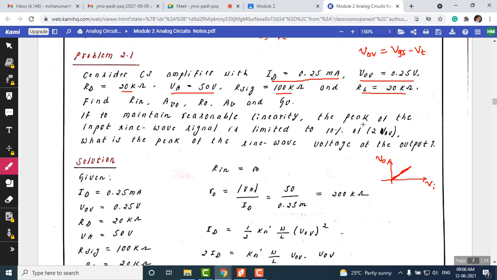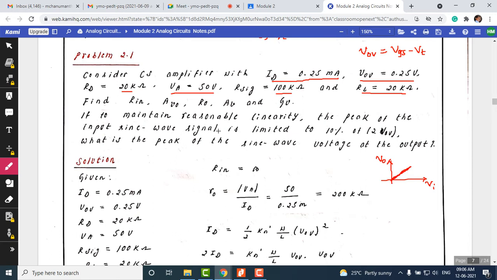Then, when we apply an input of 10% of 2 times the overdrive voltage, it is asked here, what is the peak of the sine wave voltage at the output? So it is asked what the output voltage peak of the sine wave is, resulting from the amplifier output, that we need to obtain when the input signal is limited to 10% of two times the overdrive voltage.